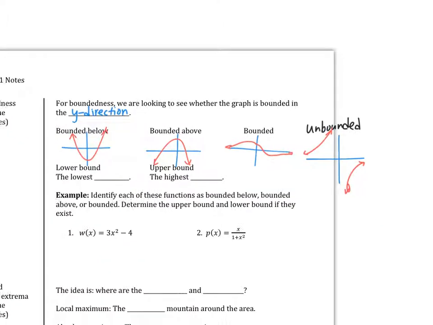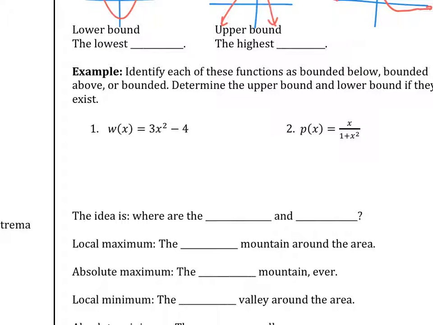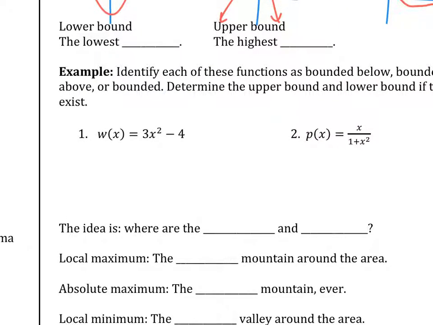Okay. Next. Let's have you identify: is it bounded below, bounded above, bounded, or unbounded? Totally unbounded. It can go on forever. So graph those two and check. Number 1. Bounded below, bounded above, bounded, or unbounded? Bounded what? Below. Bounded below. Number 2. Bounded. Good.